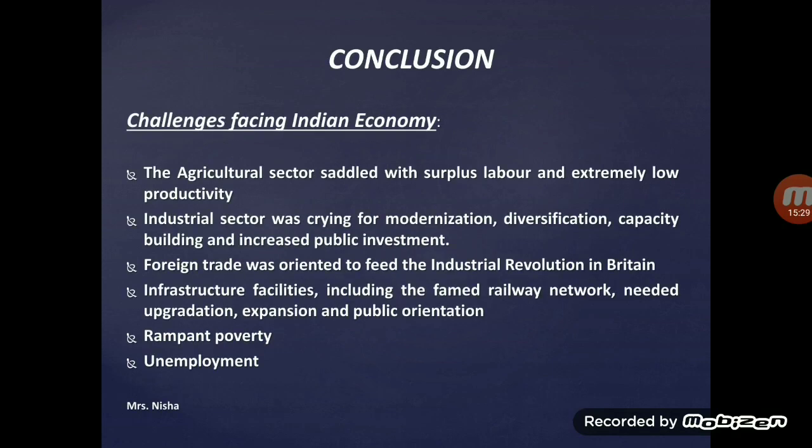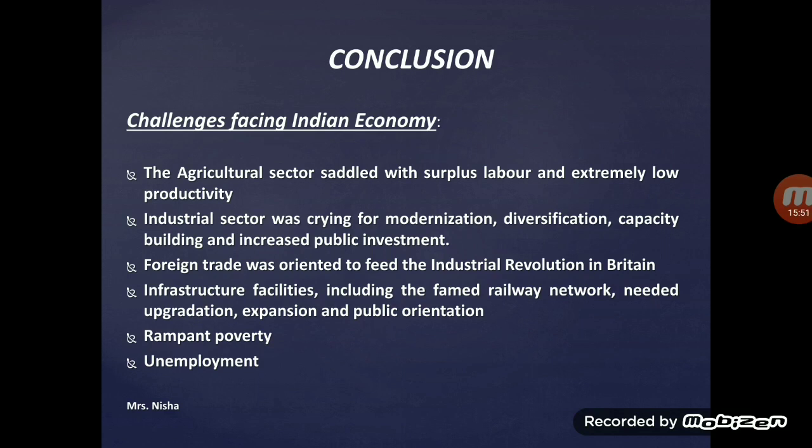Now children, let's just conclude. So basically after reading this chapter, we have come across what were the challenges the Indian economy was facing on the eve of independence, that means when the Britishers left us in the year 1947. First of all, let's talk about the agriculture sector. It was saddled with surplus labor and extremely low productivity.